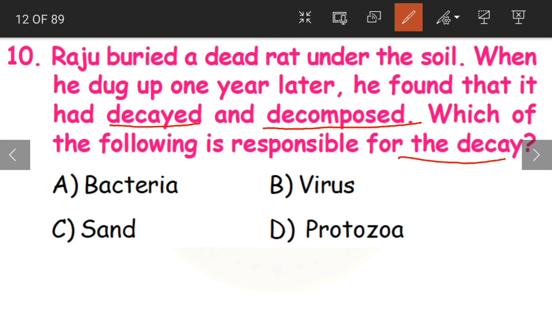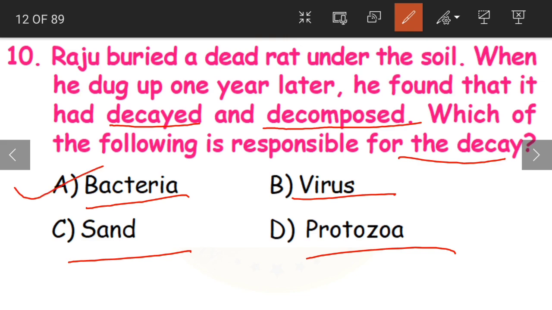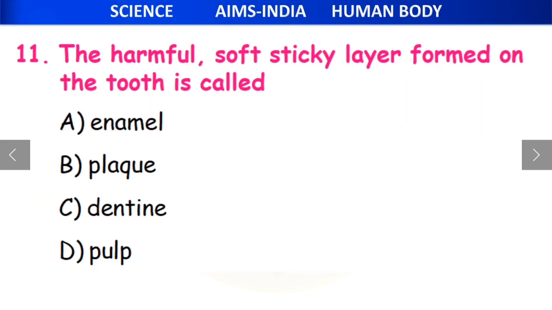So which of the following is responsible for this decay? After the death of the rat, when it is buried in the soil, it takes some time to get decayed and then decomposed. So what is going to be responsible for this decay? Is it bacteria, virus, sand, or protozoa? So the answer is bacteria, children. Clear?